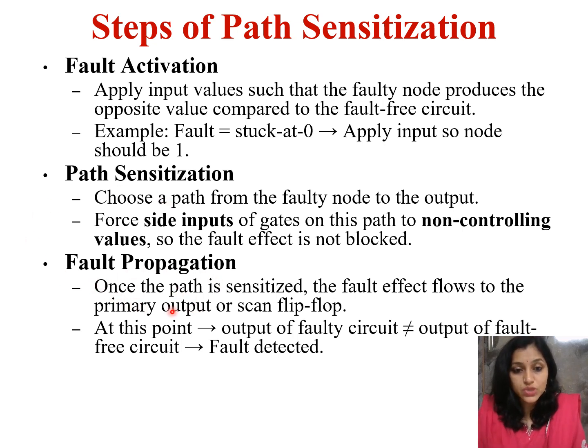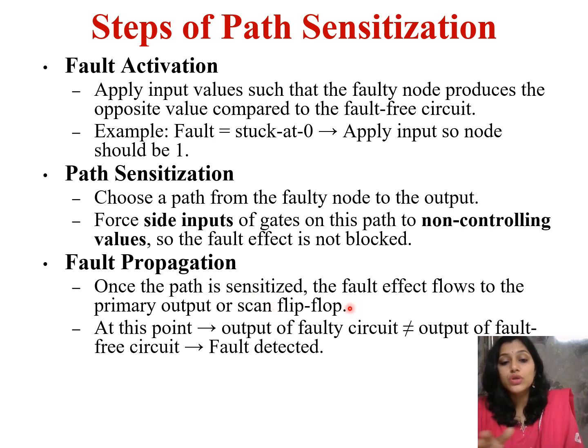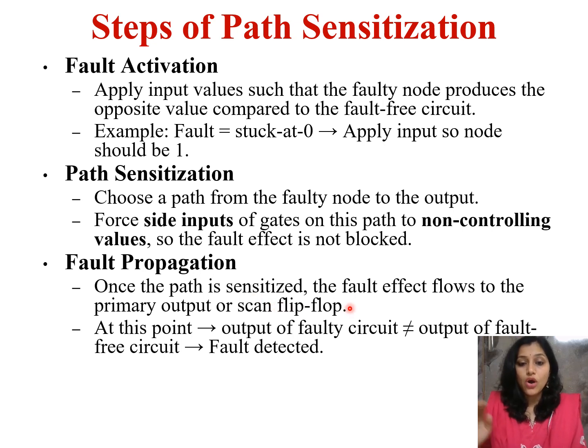Fault propagation is, once the path is sensitized, the fault effect flows to the primary output or scan flip-flop. At this point, if the faulty output is not equal to the output of the fault-free circuit, then the fault is detected. If I am expecting 1 at the output, but I am getting 0, it means a fault is present in that path.